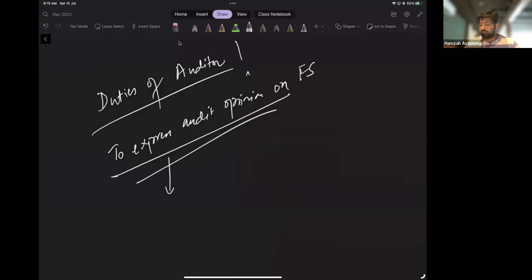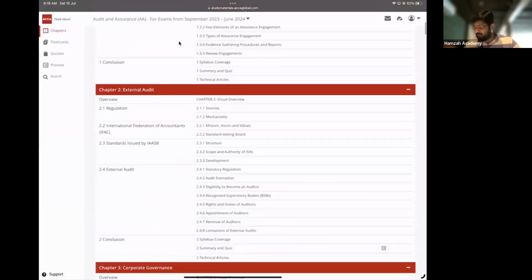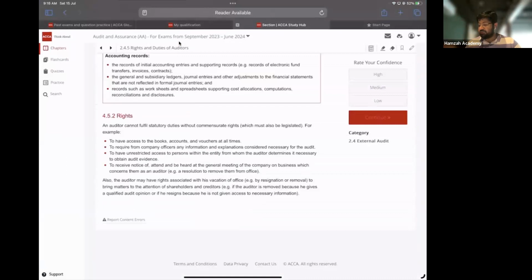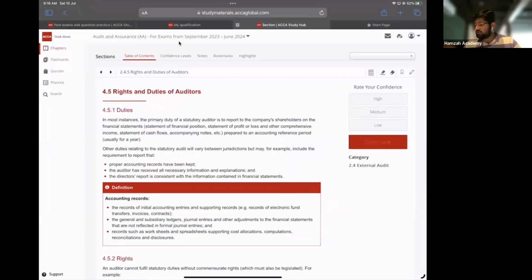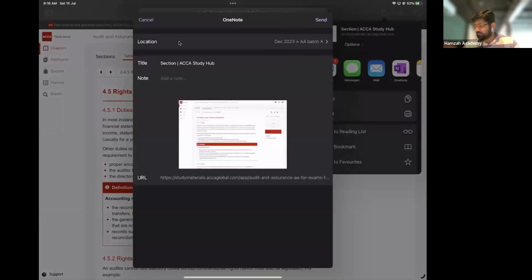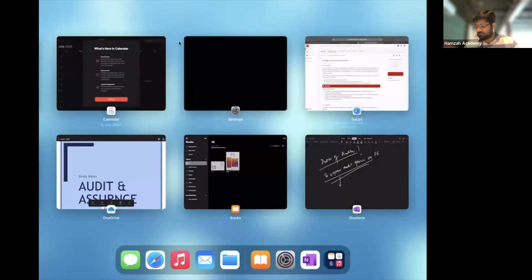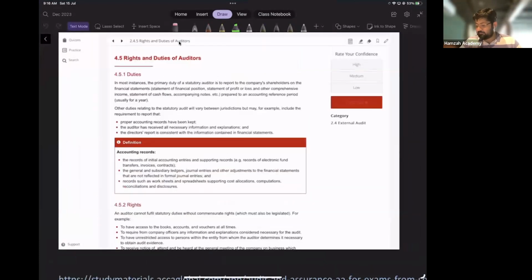The auditor has to check. Let me open the rights and duties of audit in front of you. Okay, here are the duties. This is your study text. Here we are. I have picked it here. So the duty of the auditor is here in front of you, that he has to report on the financial statements of the company.